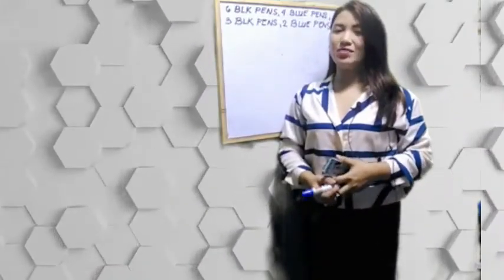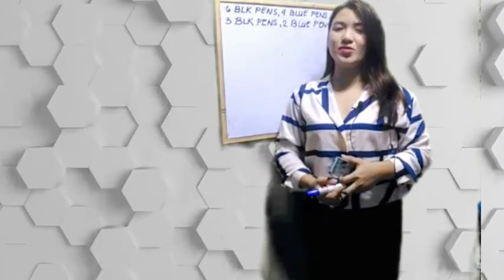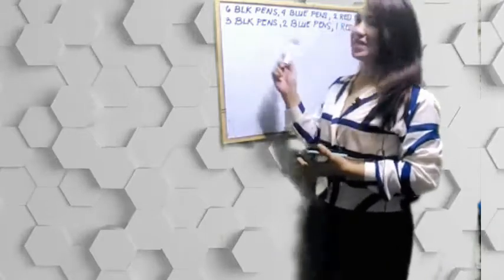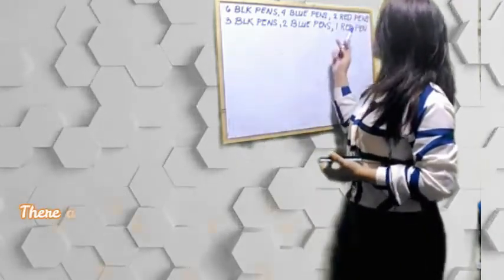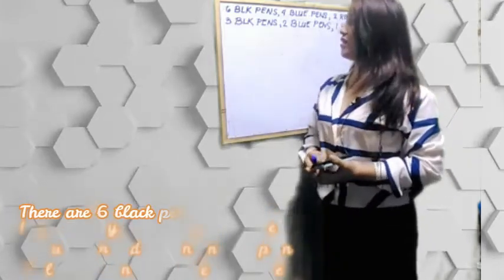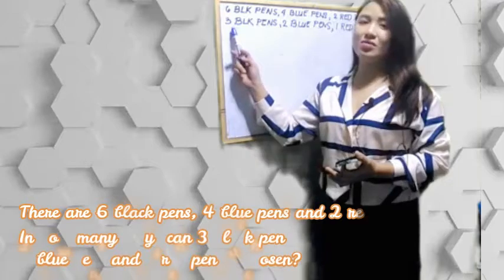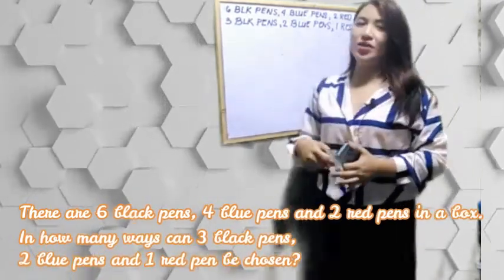Alright, now let's have our second example. We're finding the number of possible combinations based on this given problem. So let's say you have 6 black pens, 4 blue pens, and 2 red pens, and you would like to know in how many possible ways you can get 3 black pens, 2 blue pens, and 1 red pen.